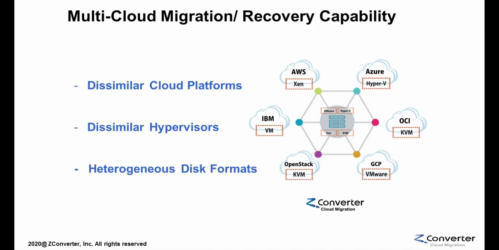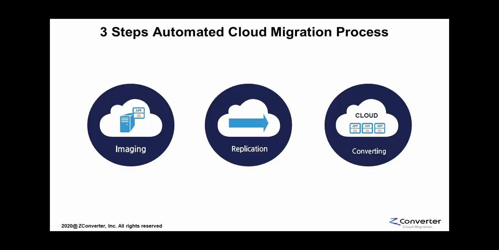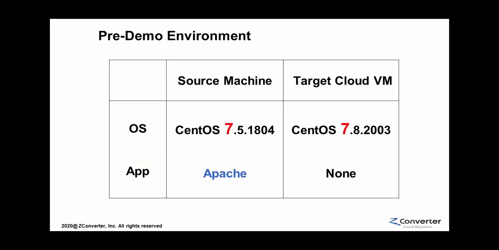ZConverter's any-to-any cloud migration capability across all major cloud platforms accelerates our customers' move to cloud for digital transformation. ZConverter dramatically simplifies the complicated migration process while saving the company time and money with our uniform migration process between heterogeneous cloud platforms, hypervisors, and disk formats. ZConverter is your best option when you want to simply and seamlessly move any workloads to GCP. Now, let's take a look at how ZConverter seamlessly moves workloads to GCP.